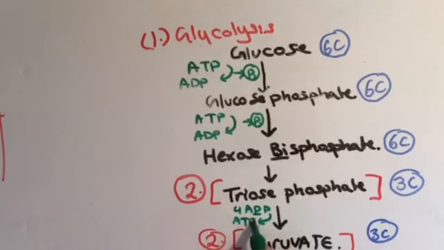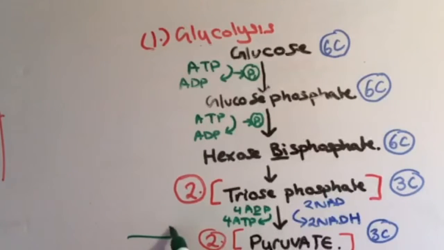While this is also happening, we have 4 ADP molecules being regenerated into 4 ATP molecules. As you can see, 2 were initially used to phosphorylate glucose and then glucose phosphate, so therefore there is a net gain of 2 ATP molecules.